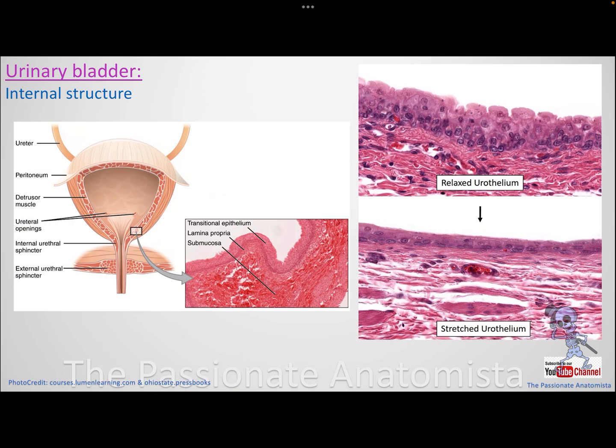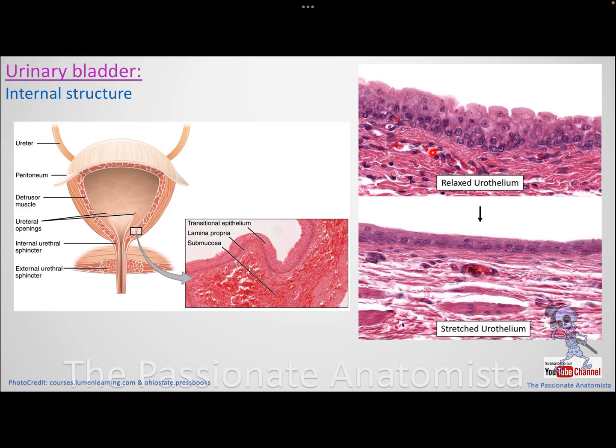Now, if we take a section of the wall of the bladder and look under the microscope, you know that all our organs are lined by epithelium from inside, facing the lumen of the organ, and that epithelial lining is followed by a supportive connective tissue, and that would be followed by a muscle layer, which is also supported and covered by connective tissue outside.